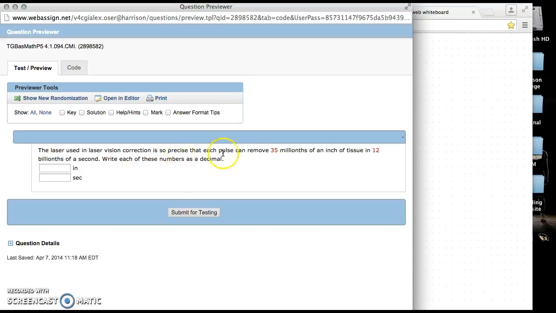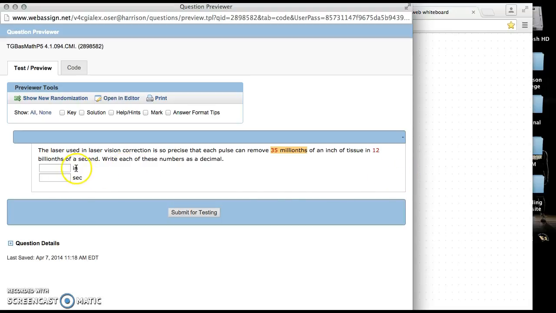All right, so we have a couple of values here. It tells us the depth at which the laser removes, and that removes as much as 35 millionths of an inch, and then also gives us a time length, how quickly it can do this, and it does this in 12 billionths of a second. So both of these numbers are extremely small, so it makes a lot more sense to write them as they are written here. However, it is important to know where all of these values lie if you're looking at a decimal.